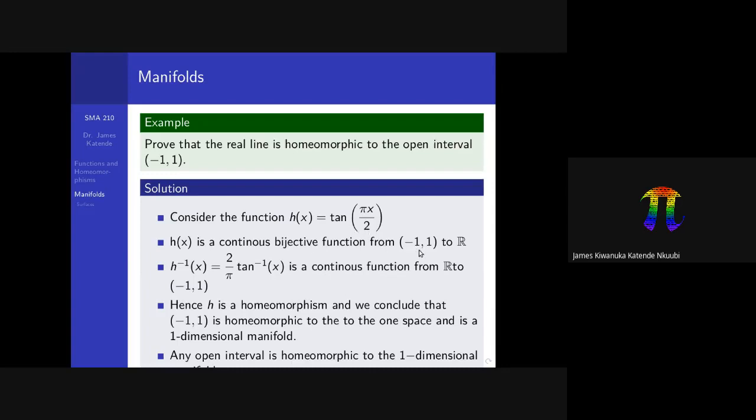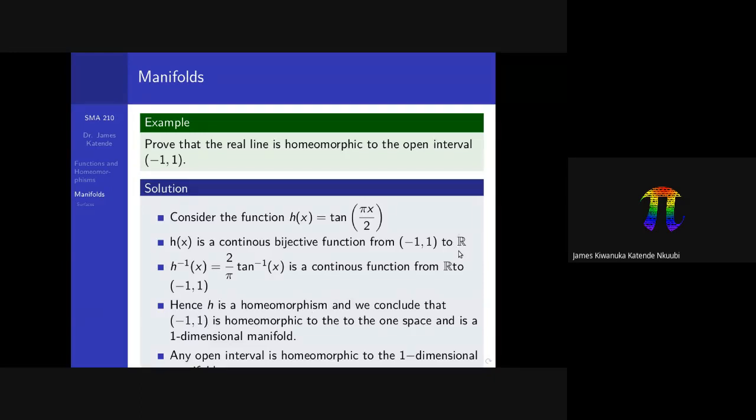So again, this inverse is continuous, and it's a bijection, and that means that this function is a homeomorphism from the open interval (-1, 1) to the real number line. So we've been able to find a homeomorphism between these two objects, the real number line and this open interval (-1, 1). So what that means is that the two objects are homeomorphic and therefore topologically equivalent. So this open interval (-1, 1) and the real number line are homeomorphic.